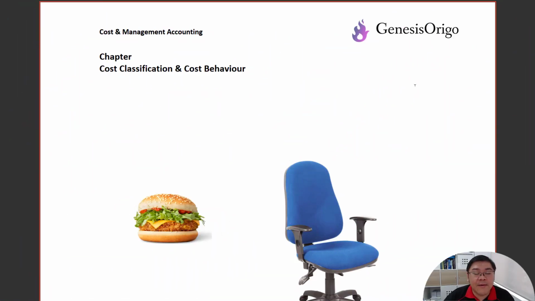We are looking at cost classification today. So why is cost classification important and what is cost behavior? That's what we're going to do for this session.